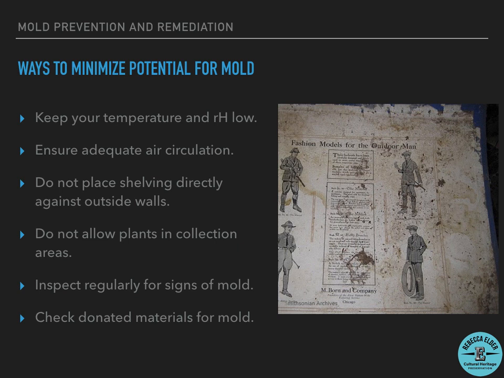A few other things to think about. Don't put collection storage or shelving directly against an outside wall. Because of the differences in outside and inside temperature, you may get moisture developing inside the wall or along the wall. So if you leave a little space for air circulation, you'll enable evaporation and minimize your mold possibilities there.